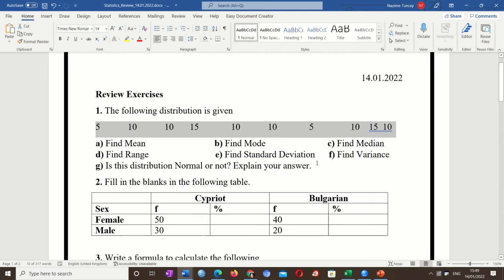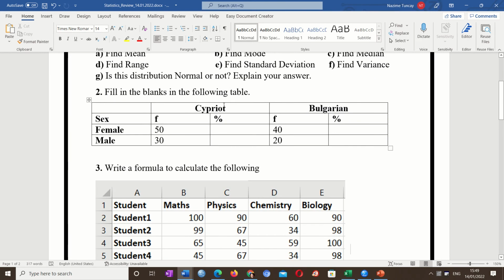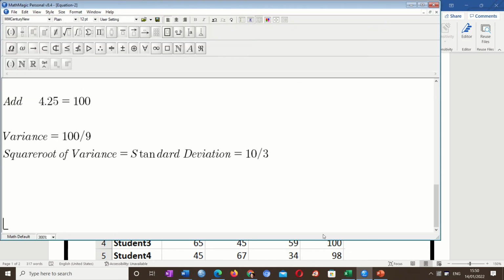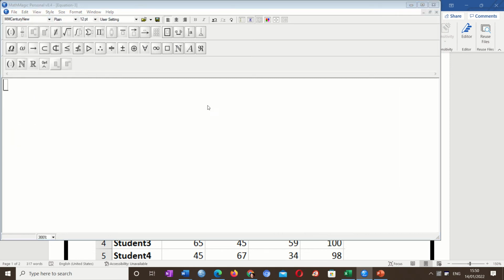Let's solve the second question. Now here I have some females and males, and I know their frequencies. I want to find their percentages. Here, please wear your mask, all of you, please wear your mask. So the total here is 80. Okay? So out of 80, I have 50 female.